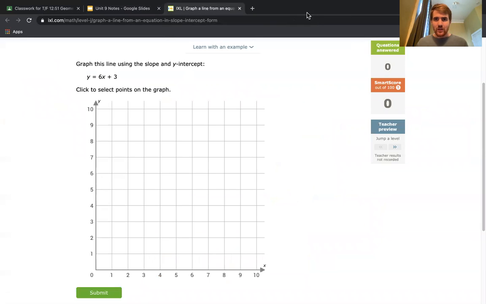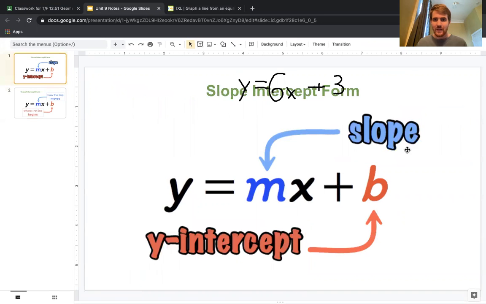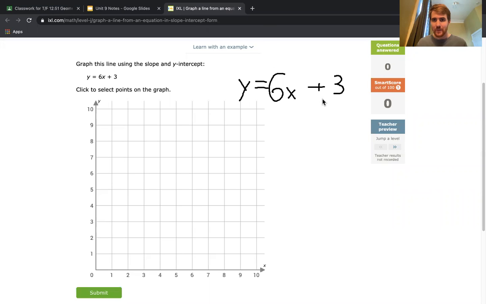So here we have the equation of a line. The line is y equals 6x plus 3. First, let's identify the y-intercept. What is the y-intercept? Remember, that's where the line begins. That's the part that we add at the end or subtract if it's a negative number. So y equals mx plus b. Well, what is that in this case? We can see it as this plus 3. So this is the y-intercept. I'm just going to call it the y-int.